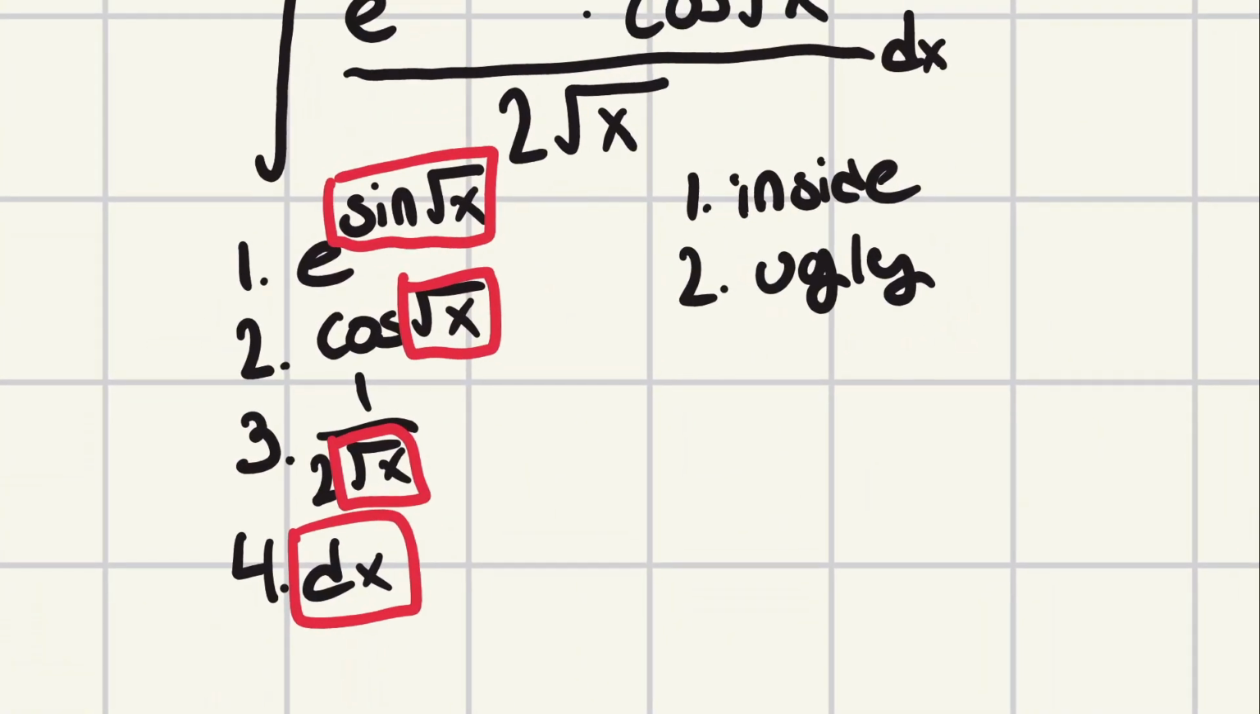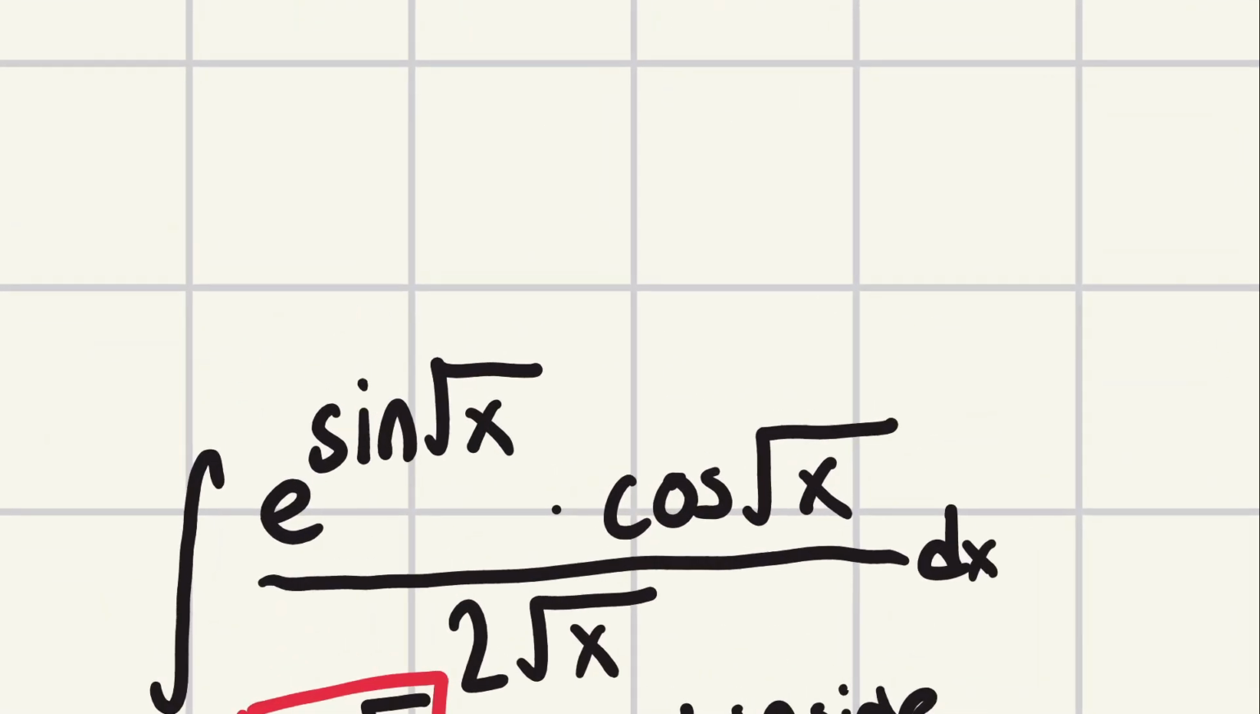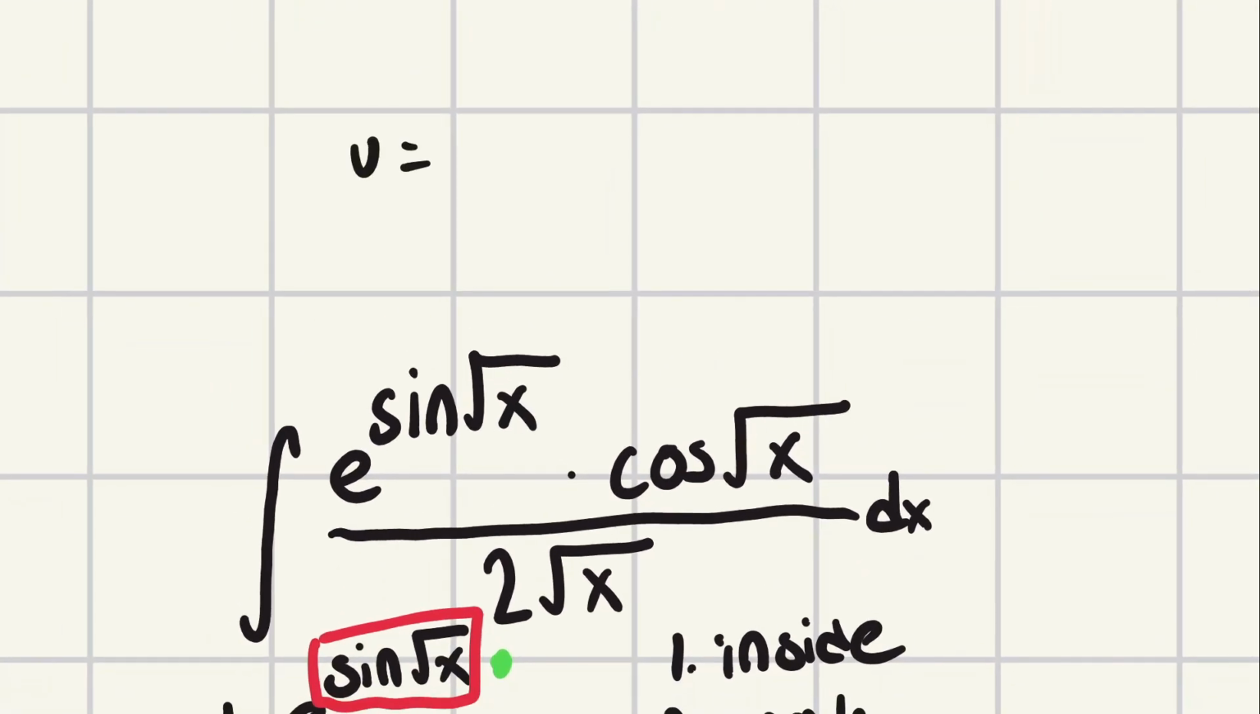And now we can start figuring things out. Which one of these is uglier? Sine of square root of x, square root of x, square root of x, or dx? Well, it's a pretty easy decision to make, right? Sine of square root of x is clearly much more ugly. This one wins every single time. So since this e to the power sine of square root of x consists of the most inside and ugly part of this integral, we say that that is our u. Our u is equal to sine of square root of x.